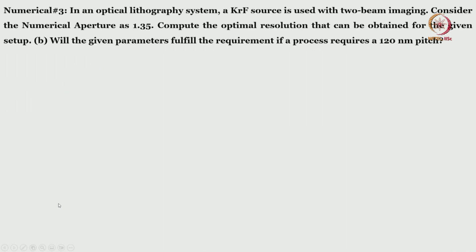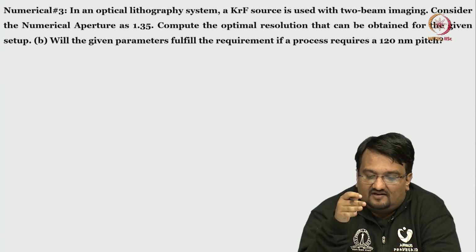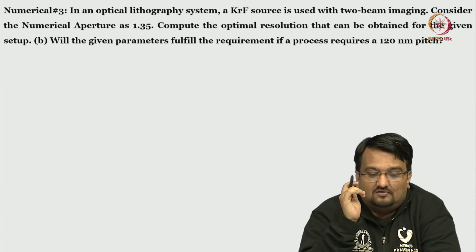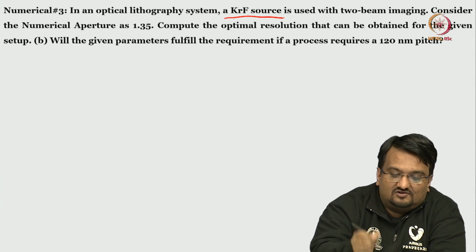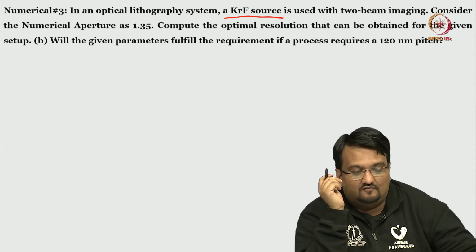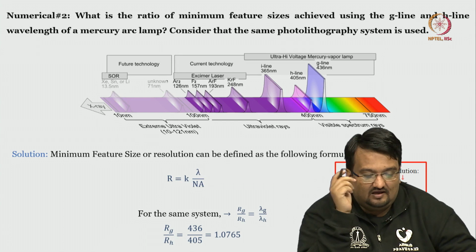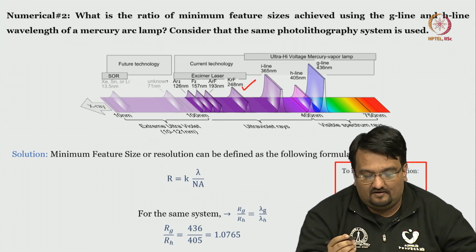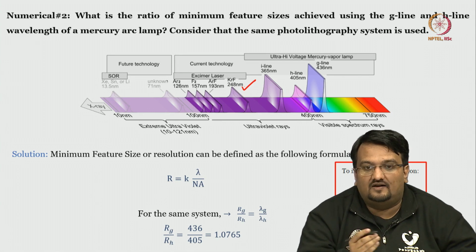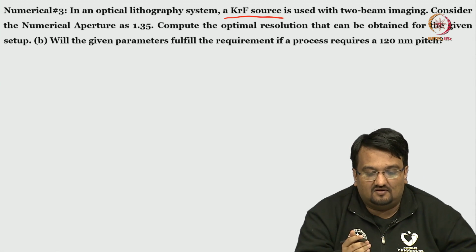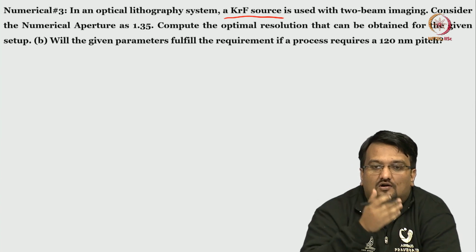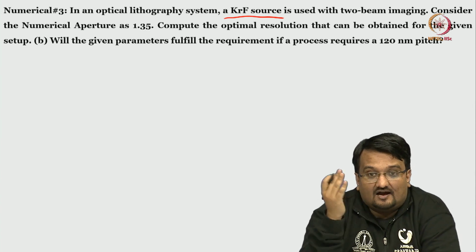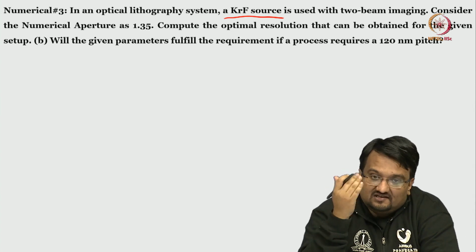In the third example, in an optical lithography system, a krypton fluoride source is used with 2 beam imaging. So, one thing is that a krypton fluoride source is used. If you go to the previous emission spectra, the krypton fluoride wavelength is identified. If you go lower in terms of wavelength, you will get a smaller resolution. That is why we have gone one step lower to the krypton fluoride source. You can even take an argon fluoride source or even lesser than that if possible.